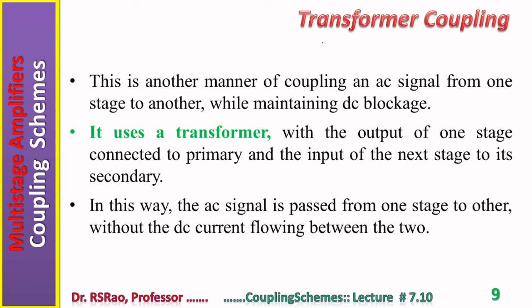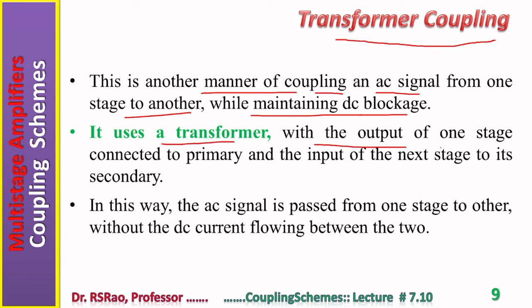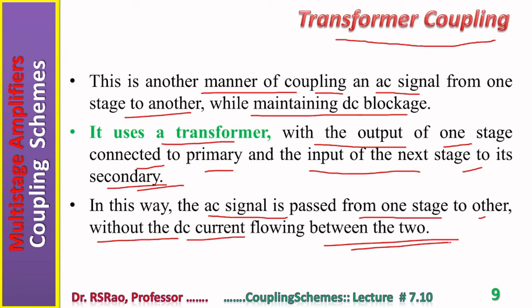Now we move to another coupling scheme, the transformer coupling scheme or inductor coupling scheme. This is another manner of coupling an AC signal from one stage to another while maintaining DC blockage. It uses a transformer with the output of one stage connected to the primary and the input of the next stage to its secondary. In this way, the AC signal is passed from one stage to the other without DC current flowing between the two. So here also DC is prevented.